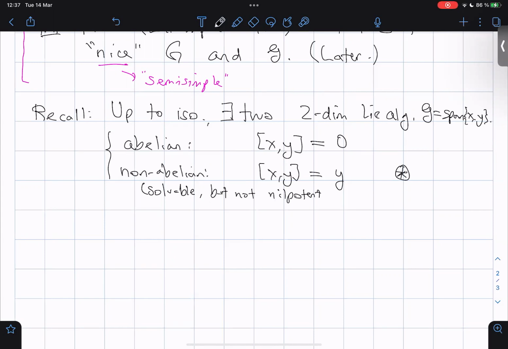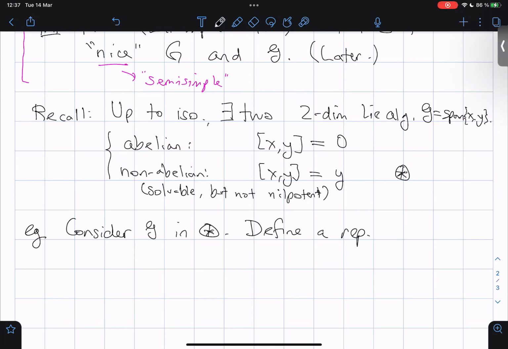Okay, so look up those definitions that you saw before on what solvable means and what nilpotent means. Okay, so let's take a look at this two-dimensional guy. Consider g star, and let's define a representation. Let's call it pi.